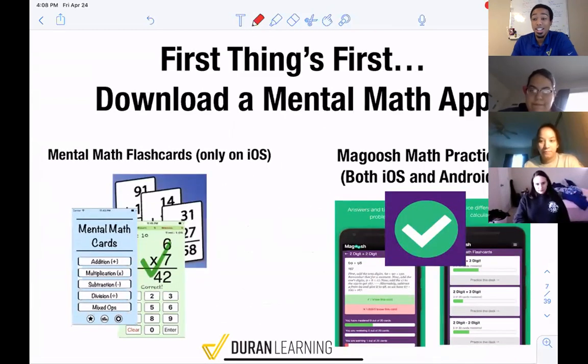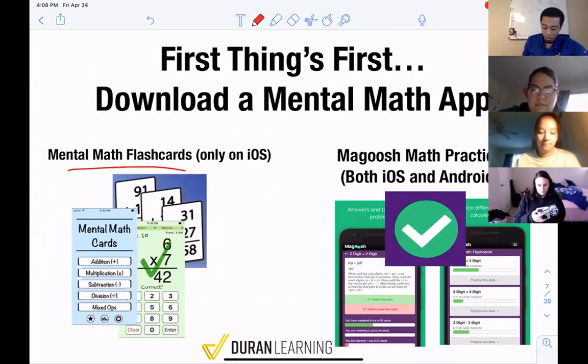So first things first, guys, we're talking about mental math today. There's no point in talking about mental math if you're not going to download a mental math app. If you have Android, if you have an iPhone, doesn't matter. You can still download a mental math app. We're going to take the next 2 minutes to allow everybody the chance to download an app. If you have an iPhone, you're going to download this thing called Mental Math Flashcards. This is what the icon looks like, so you can easily recognize it.